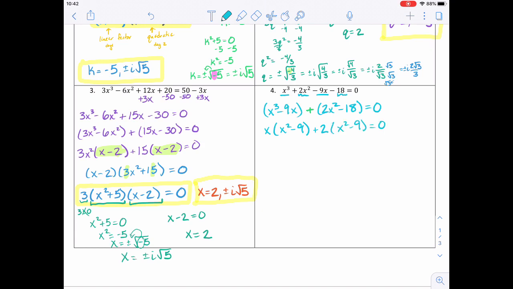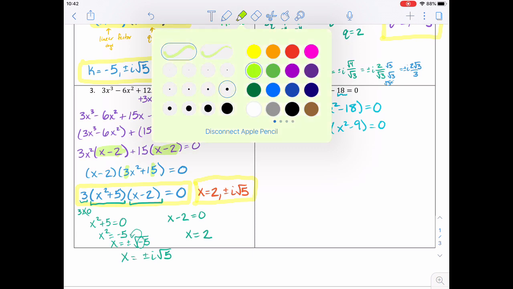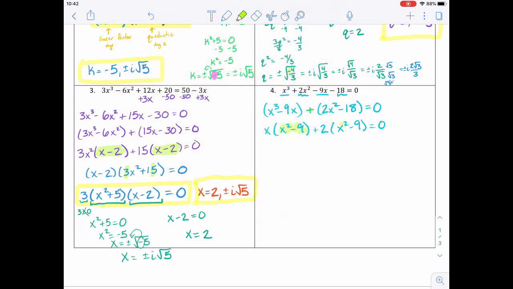So if I group this way, my common factor is actually quadratic, and that's fine, just as long as it's the same. Let's use green. x squared minus 9, x squared minus 9. So we're going to pull that out, goes out front. x squared minus 9, x plus 2 equals 0. Are we done? Is this factored? Hopefully you see that it's not.